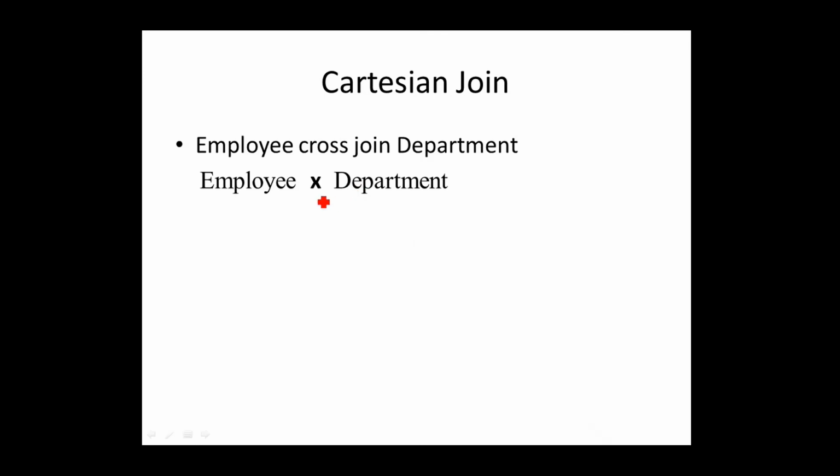For a Cartesian product or cross join, we use this symbol, the cross symbol, to say this employee table has a cross join with the department table. So every row in this employee table will be joined with every row in the department table. That is a cross join, right? So the notation for cross join is this.